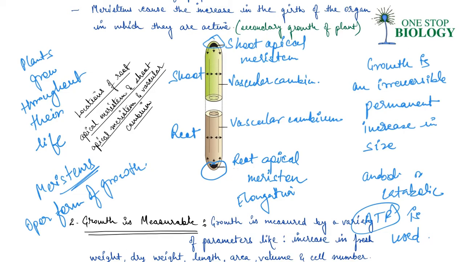And in dicots and gymnosperms, the lateral meristems, which are vascular cambium and cork cambium, also appear very late in life. So basically, these are the meristems that cause an increase in the girth of the organ as well in which they are active, right? And this type of growth is known as secondary growth.